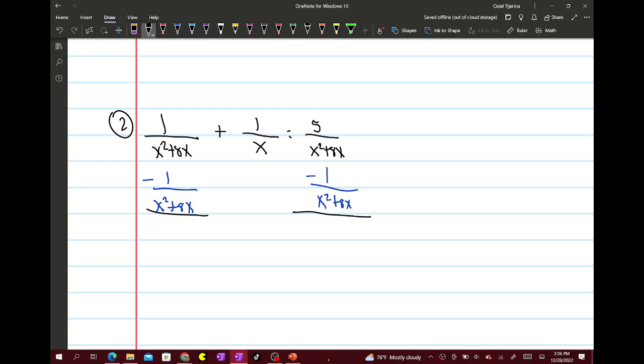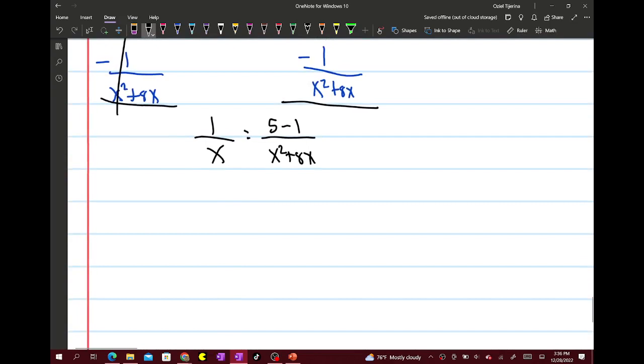And so this would cancel out. We'd get 1 over x. And again, they have the same denominator, so I'm going to literally say 5 minus 1 over x squared plus 8x. And so this ends up being 1 over x is equal to 4 over x squared plus 8x.